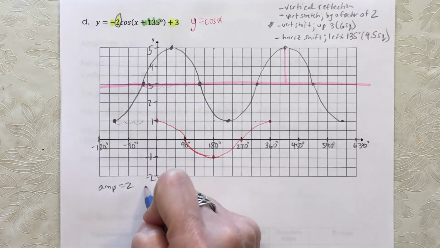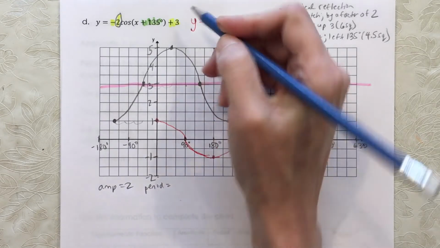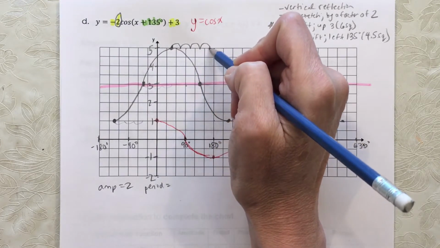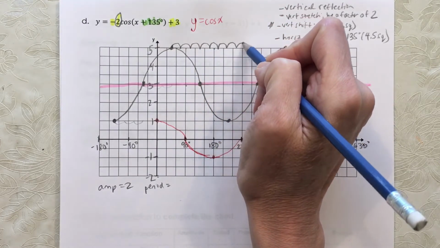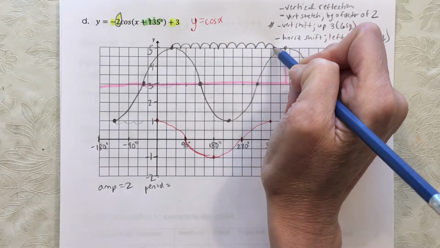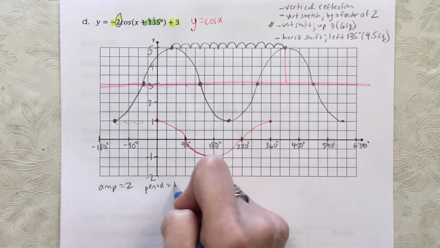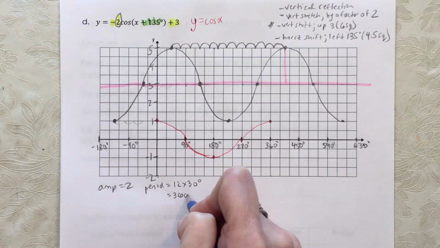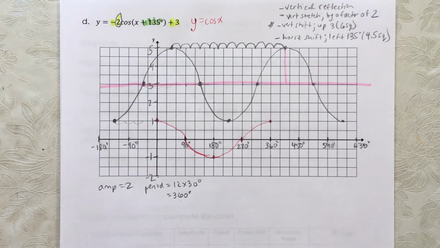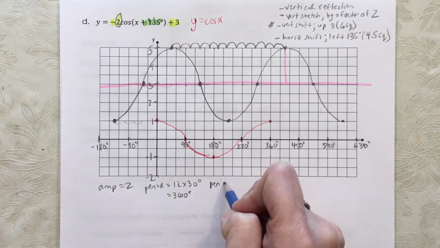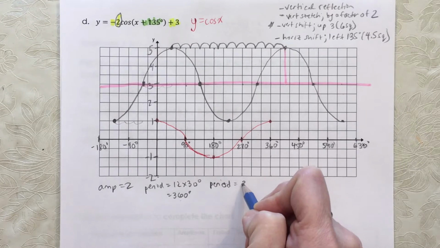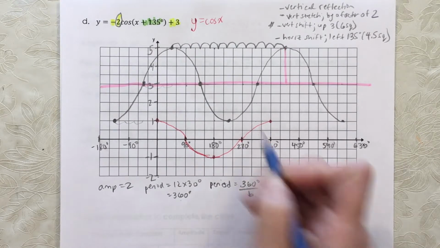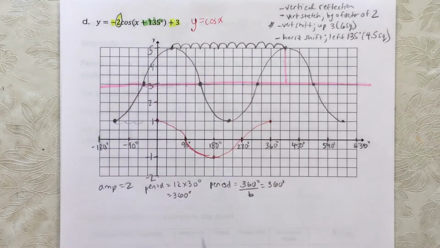Our period, so max to max is 1, halfway, 2, 3, 4, 5, 6, 7, 8, 9, 10, 11, 12 squares times each square is worth 30 degrees, which is 360 degrees. Or you could also get it by doing 360 divided by the b value. And the b value is a 1 this time, okay?